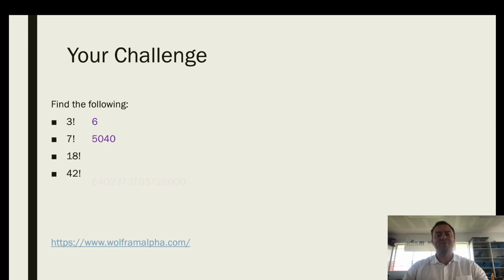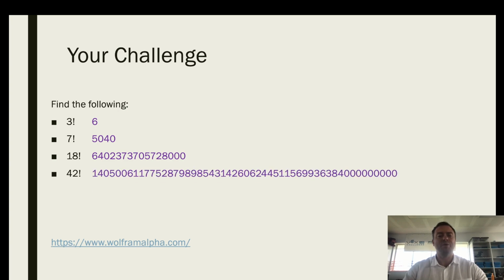And then 18 factorial got a lot bigger quite quickly. So even though we've only added in another, the tens column, the number gets significantly bigger. Then 42, the number gets even bigger from there. So when you have 42 factorial, it's the same as 42 times 41 times 40, all the way down. Now they're really, really big numbers.